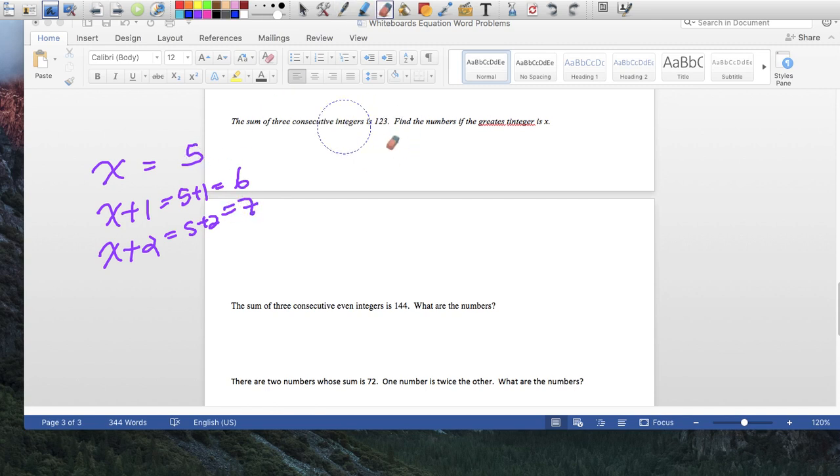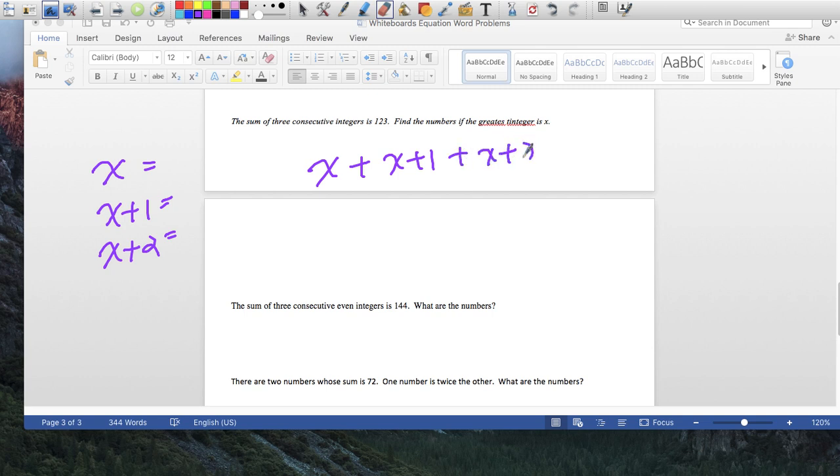Now, what we do know is that if I add these 3 consecutive numbers, the total is 123. So let's add them. It's the first number plus the second, which is x plus 1, plus the third, which is x plus 2, and that all has to add up to 123. Oops, I did this wrong. Well, let me do it this way from now.